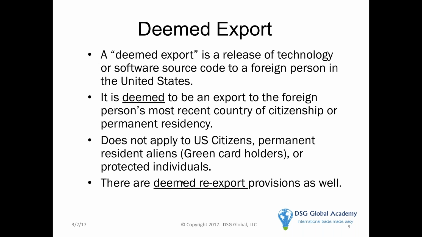And also remember that this only covers foreign citizens, including people on a US student visa or an H-1B employment visa. It does not apply to US citizens or even green card holders, which are permanent residents, and protected individuals, who are on an asylum status.